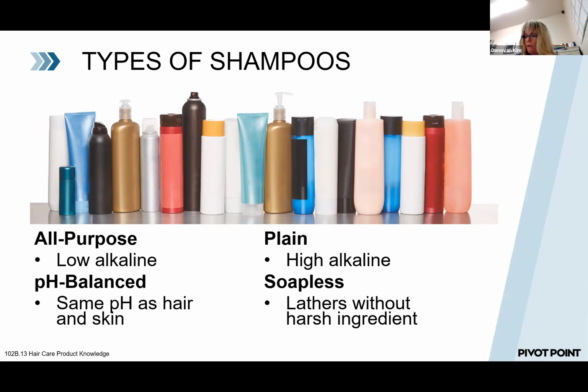You always want to follow the acid rinse to restore the pH balance, because it's so high in alkalinity, it's taking everything out of the hair. You want to bring it back down to the 4.5 to 5.5. So usually those are more like the clarifying shampoos.